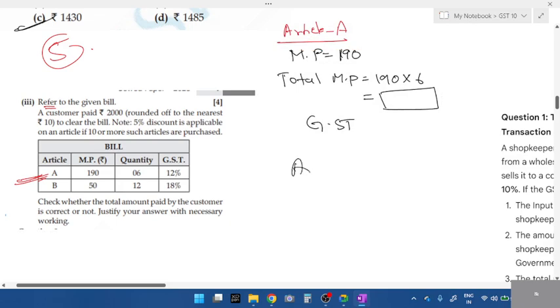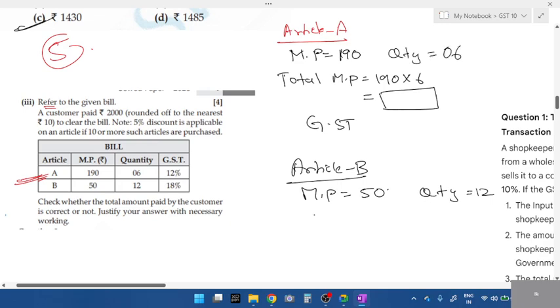Article B. No, before that, what do you have to calculate? Mark price is equal to 50. And what is the quantity? Quantity is 12, students. What is the total mark price? Total mark price is 50 into 12.